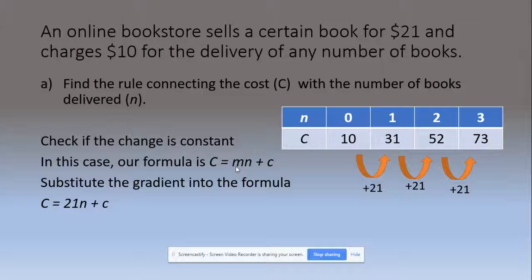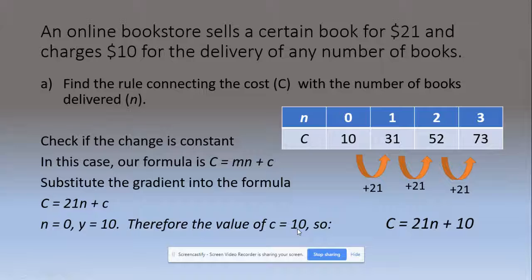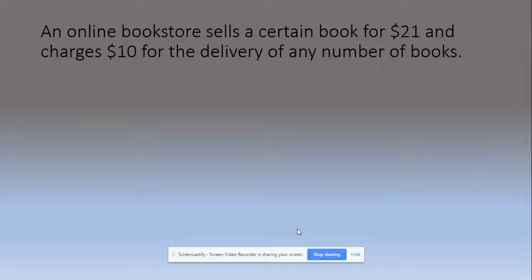We now need to find out what our y-intercept is. So N is 0 and C equals 10. So we know straight away the value of our y-intercept is 10. So we've got C is equal to 21N plus 10. Therefore, we've answered the rule. Okay. Let's look at the next question.